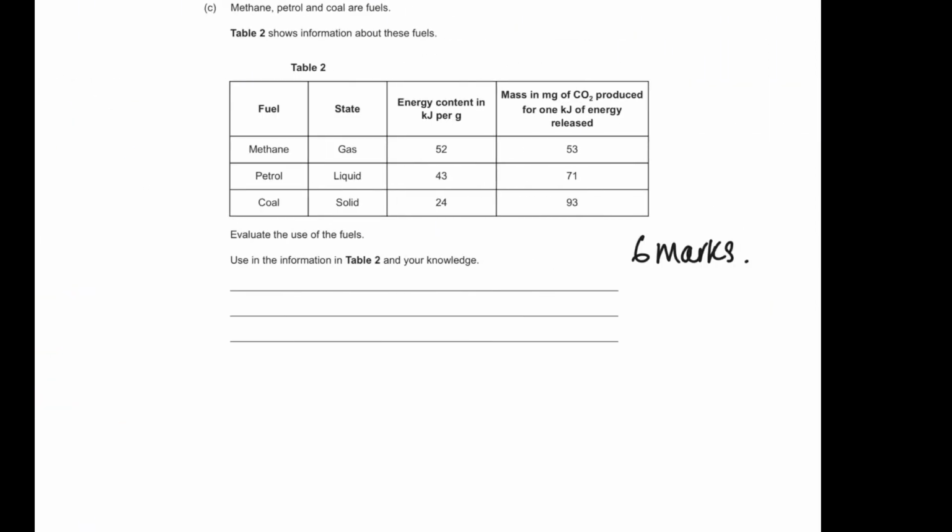Okay, now let's have a look at the next and last bit of the question. This question's worth 6 marks. Methane, petrol and coal are fuels. Table 2 shows information about these fuels. Evaluate the use of the fuels. Use the information in the table and your knowledge. So we need to look at this carefully. We need to use the information. It's worth 6 marks. So we'll go through it bit by bit.